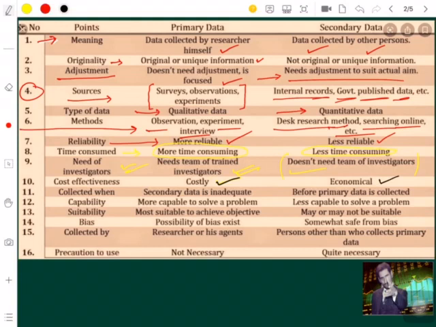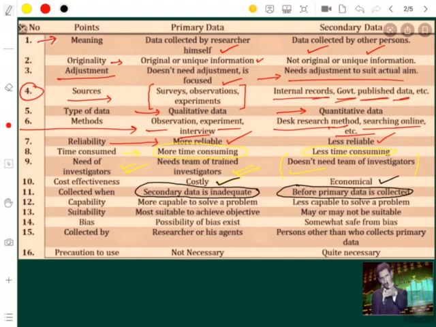Primary data, from the collection point of view, is collected when secondary data is inadequate. If you can work with the secondary data, you will not collect primary data, but when secondary data is inadequate to answer any field of inquiry, you will collect it. And secondary data is collected before primary data is collected.